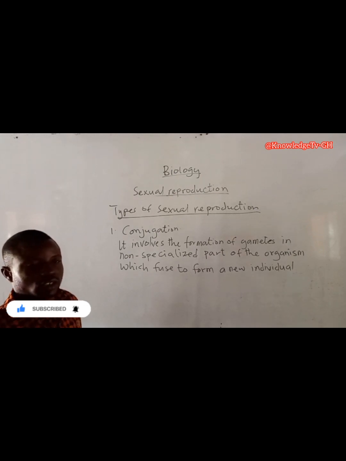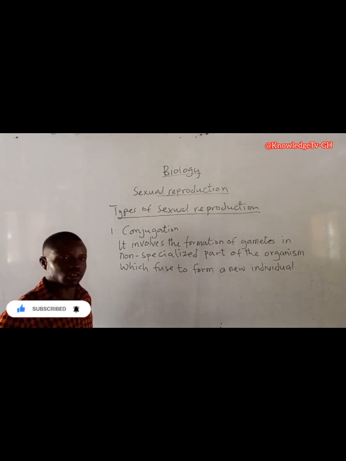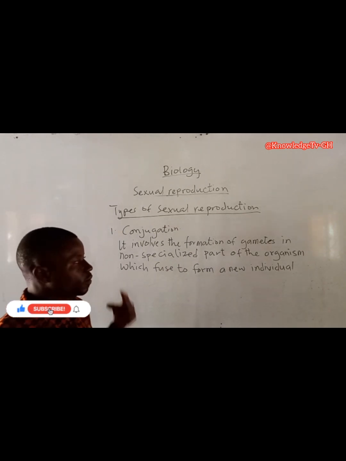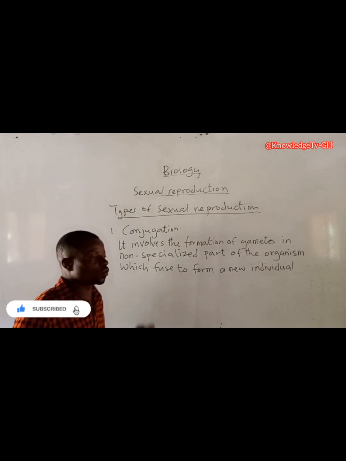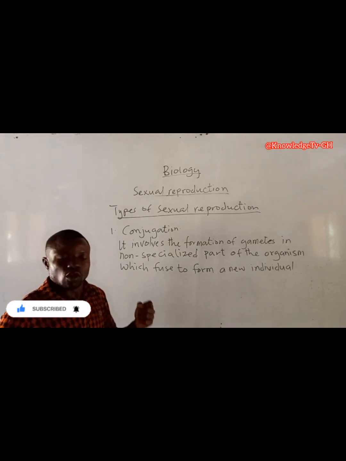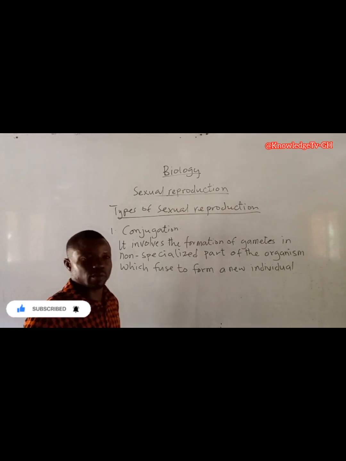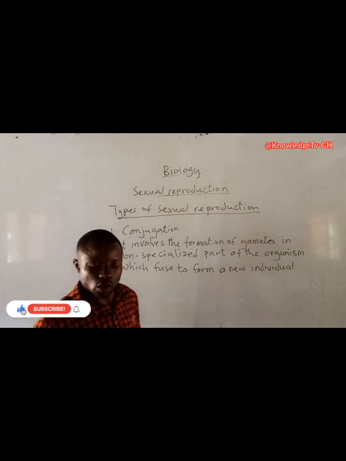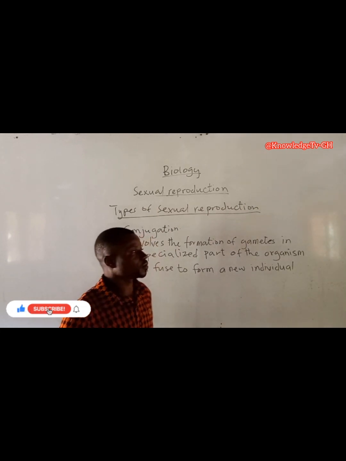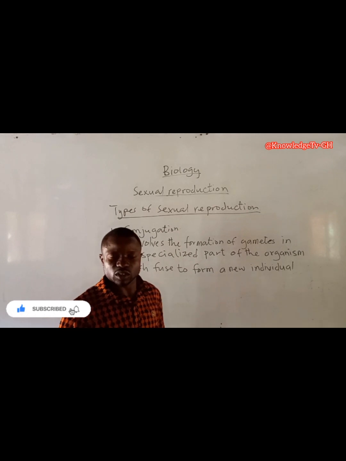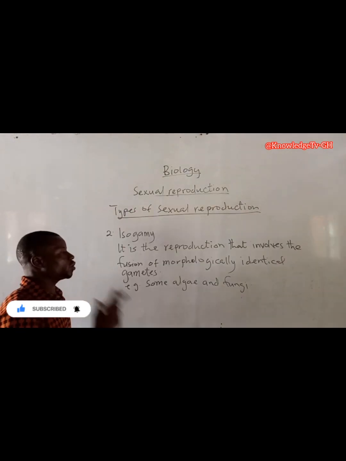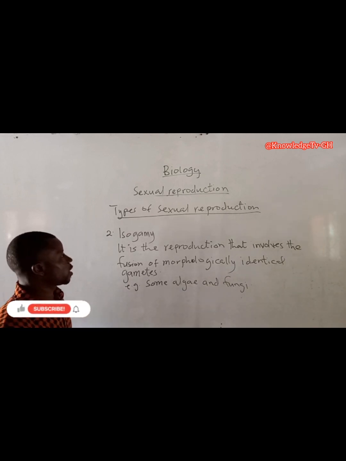Now we have types of sexual reproduction. One is conjugation. Conjugation involves the formation of gametes in non-specialized parts of the organism which fuse to form a new individual. Conjugation is described as primitive. This is a primitive form of reproduction because it does not involve specialized sexual structures such as testes, ovary, and pollen.